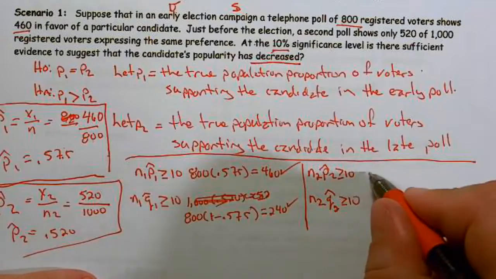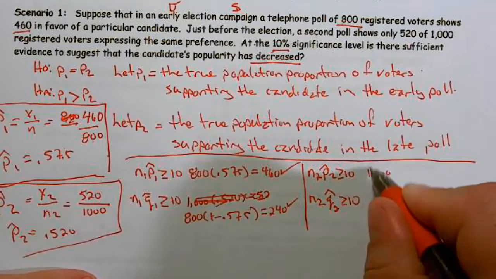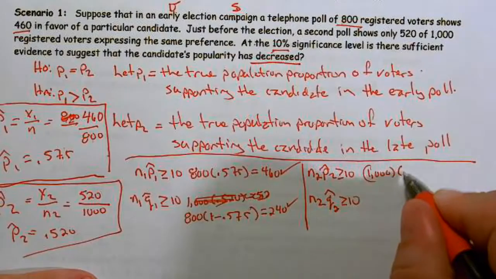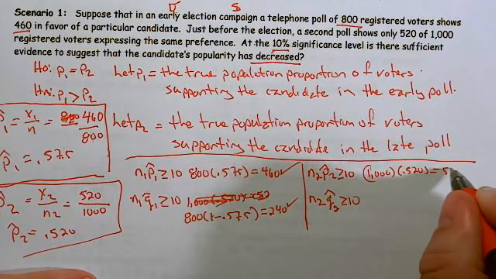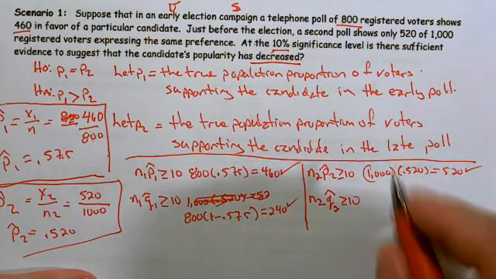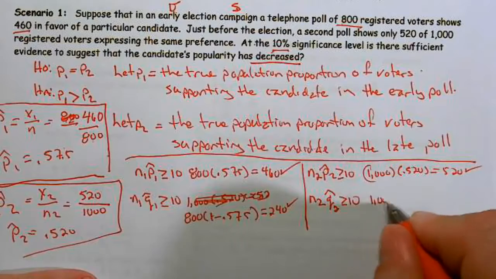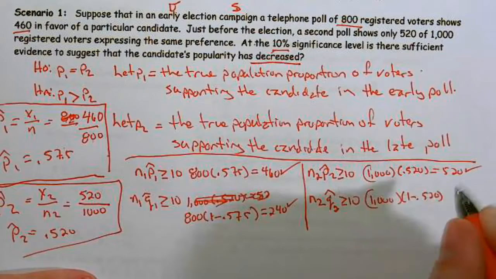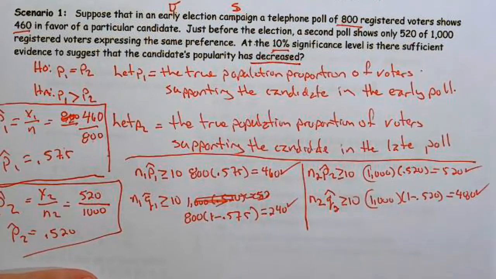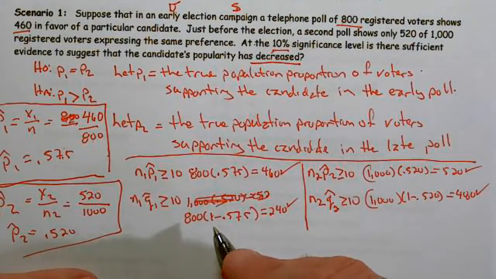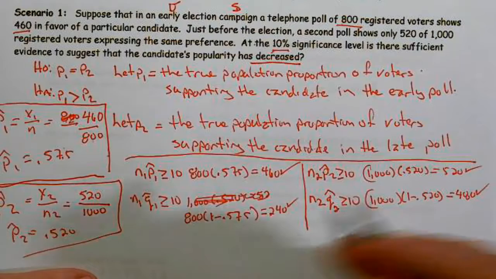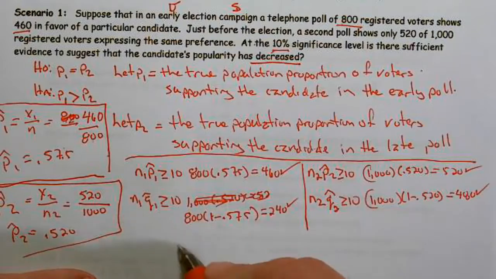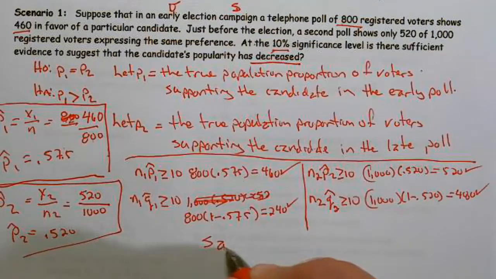So my sample size was 1,000 times 0.520 equals 520. That's plenty big enough. Then here we have 1,000 times 1 minus the 0.520, and that equals 480. So that's big enough. So the sample is large enough to use the normal approximation. All right. Samples are large enough. So that's what you're checking for.